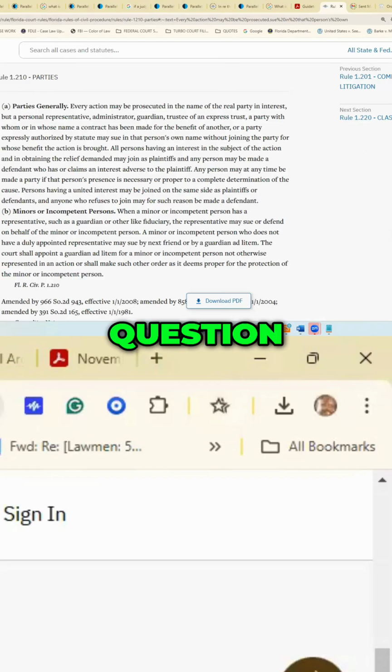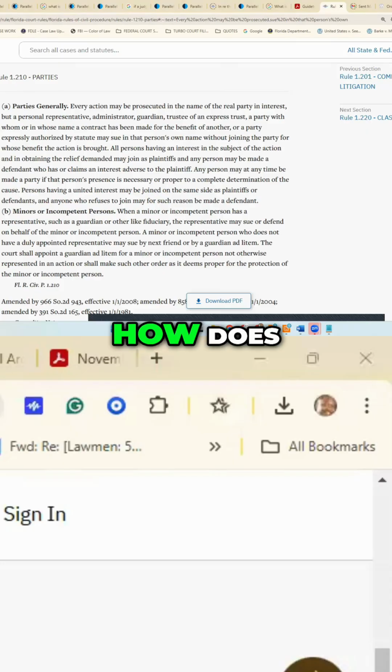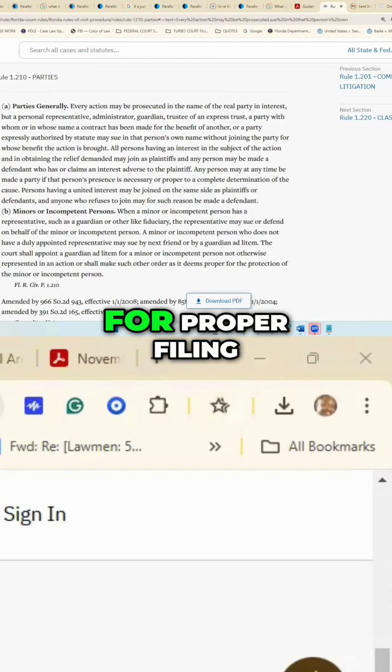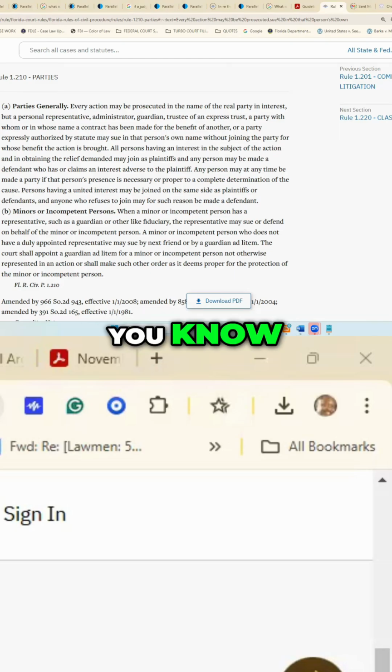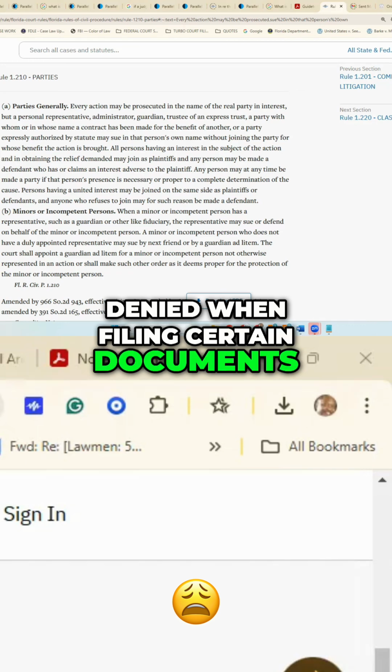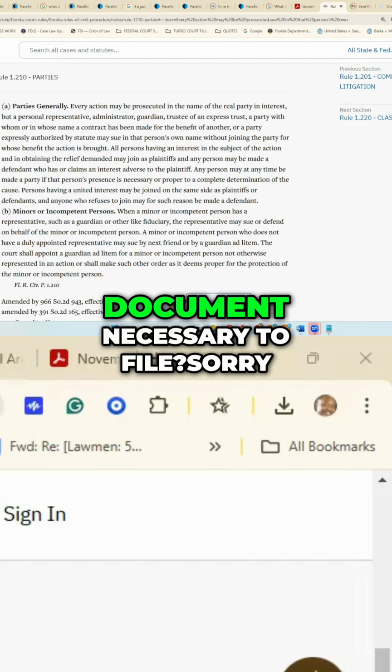Okay. Yes, sir. Go ahead. I'm listening. How does one navigate the names of these legal documents necessary for proper filing, whether it's for a current case, a closed case, appellate, or just being simply denied when filing certain documents? Like, how do you know the name of which document necessary to file?